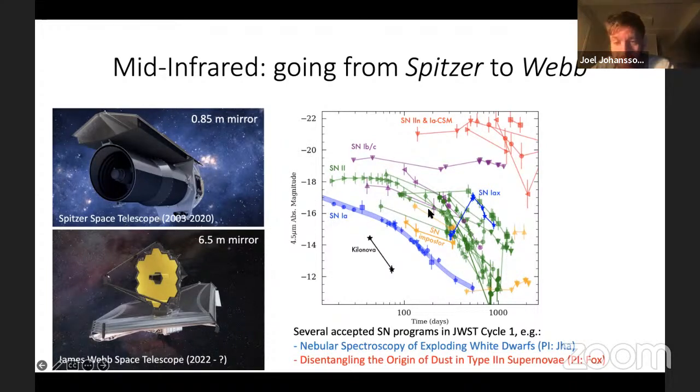While core collapse supernovae, these green dots, are a bit all over the place, which can be due to dust formation and so on. And up in the upper right corner, you see type IIn supernovae and something I called Ia CSM. So these are supernovae that initially look like a normal Ia, but at some point crash into some circumstellar material. And then they get super duper bright in the mid-infrared.